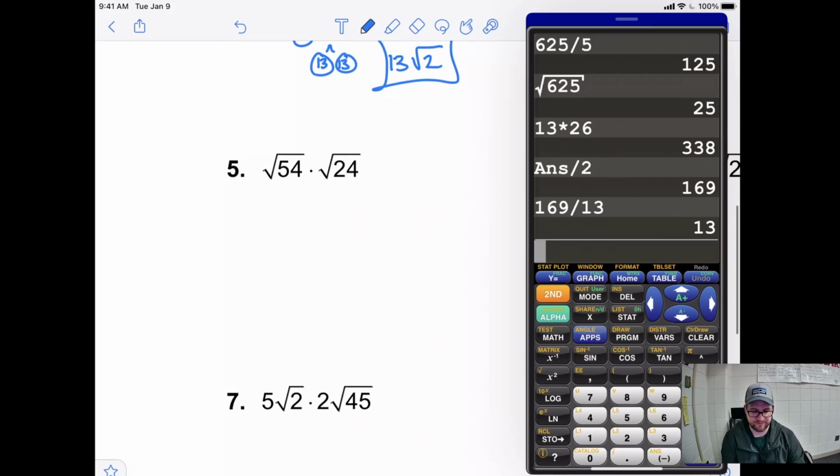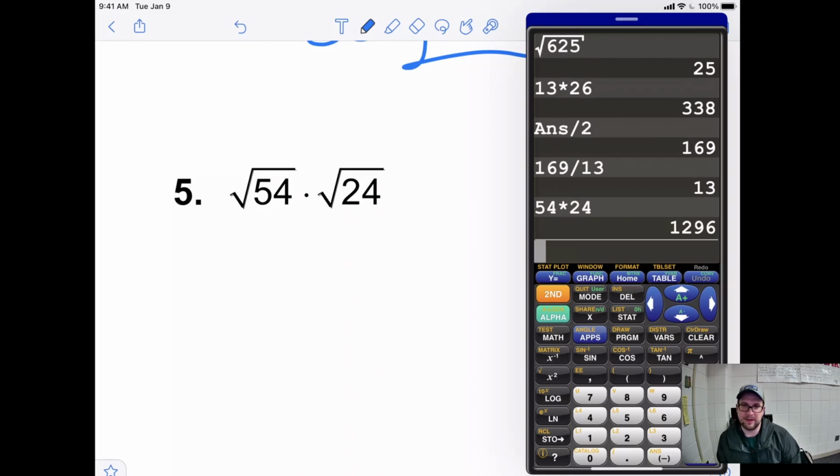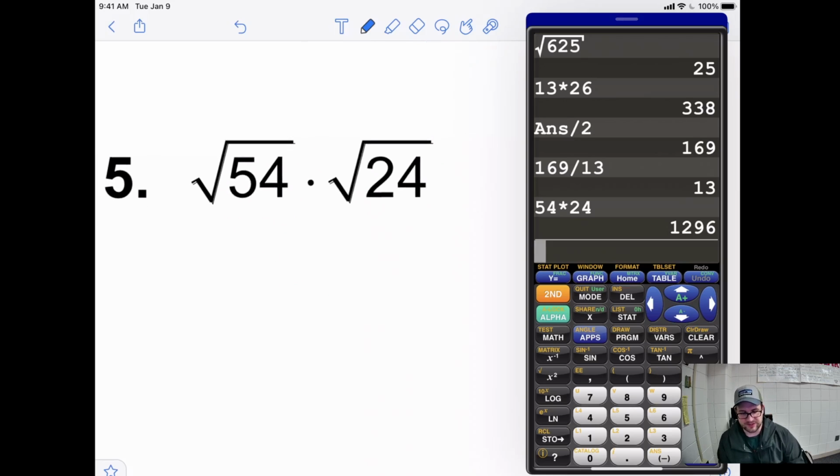Looking at number 5 here. So, square root of 54 times the square root of 24. So again, take your 54, times it by your 24. You're going to get a big number. Now, we can simplify that number. I do trust we know how to do that, but I want to show you another trick. Here's the other trick I'd like to show you.